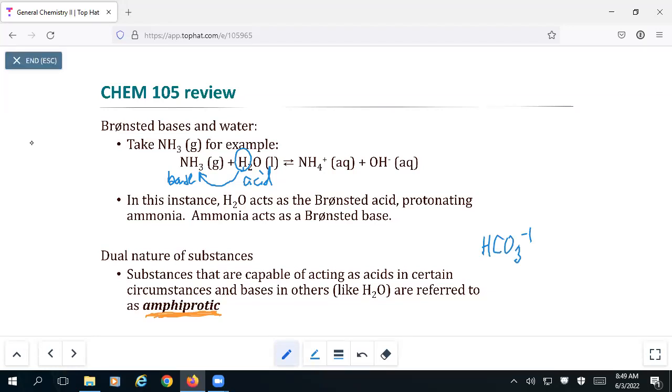We can say the same kinds of things for the dihydrogen phosphate ion or the bisulfate ion. And there are others as well. These are probably the most common three. So this amphiprotic nature does lend itself to some really interesting properties depending upon the environment that we put these substances into.